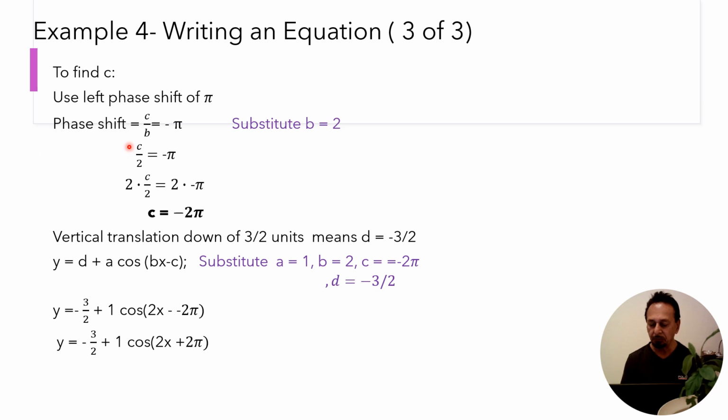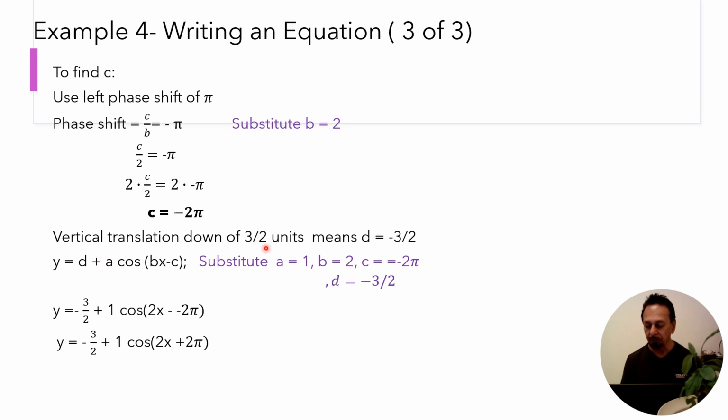Now to find c, we use the left phase shift of pi. Phase shift is c over b, and since it says left, it will be negative pi. But b is 2 as we calculated earlier, so this becomes c over 2 equal to minus pi. So to isolate c, multiply both sides by 2. 2 cancels, so it becomes 2 times c over 2 equal to 2 times negative pi. 2's cancel, so you get c and it becomes negative 2 pi. So c is negative 2 pi.